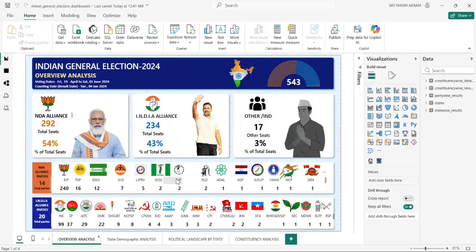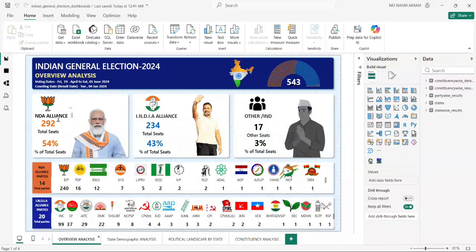So hi, this is MD Naseem Akram, and I have made this project where we have analyzed the data of the 2024 Indian Lok Sabha election, where BJP formed the government at the center, and Rahul Gandhi could not get sufficient seats, so he became the LOP.